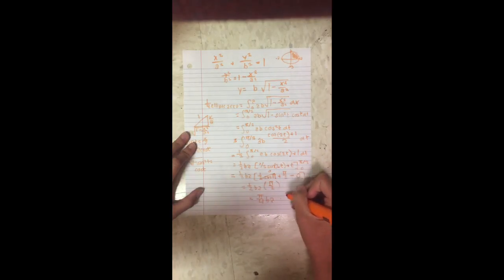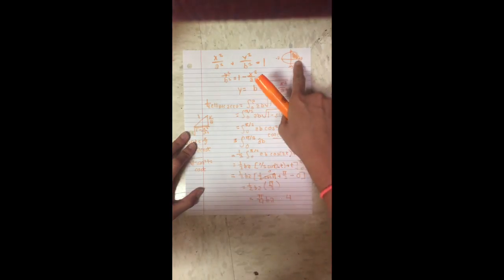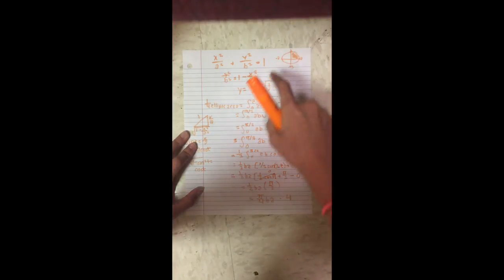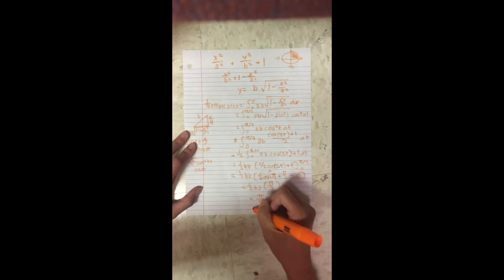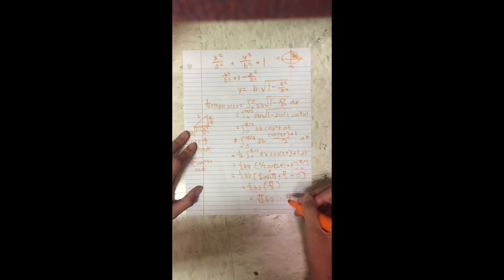Now, if we multiply this by 4 to get our full area, because as you remember, we only did a portion of it, the top fourth portion, we multiply that by 4, and the 4's cancel out, and we get pi ab, or the area of an ellipse.